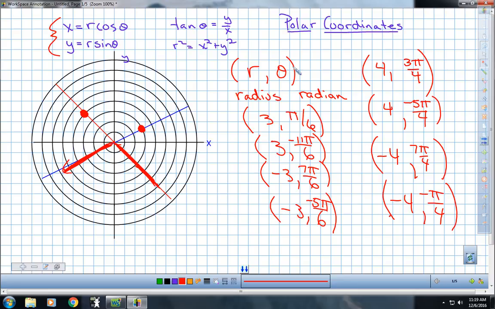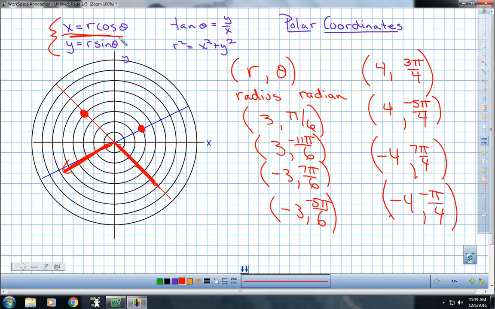Like the first one up here, doesn't the cosine of theta equal x over r? Cosine of theta equals x over r, right? And if you just multiply both sides by r, you get x equals r cosine theta. Okay, that's where that comes from. So it's not like something that we don't already know. Okay, y equals r sine theta is derived in the same way.